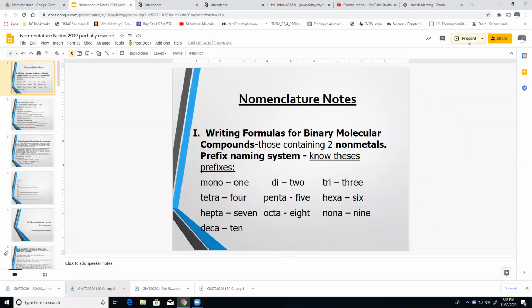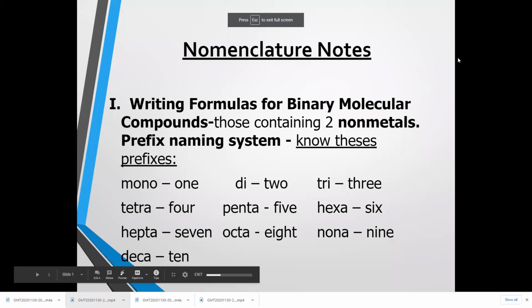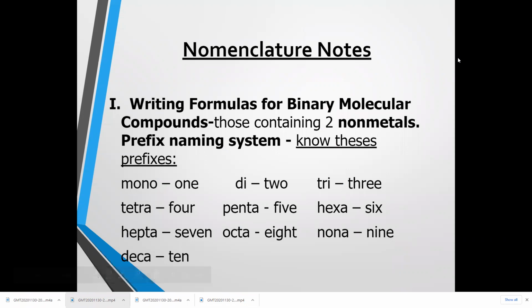All right, we're going to start with our new set of notes, which are nomenclature notes. Nomenclature is just a really big word for naming. So, nomenclature, we're going to learn how to write formulas and how to name compounds if we already have the formula. No journal today because I'm recording this ahead of time. You have a sub today.